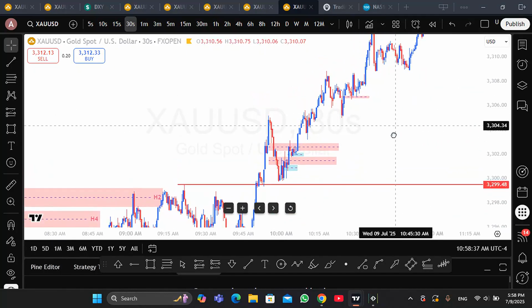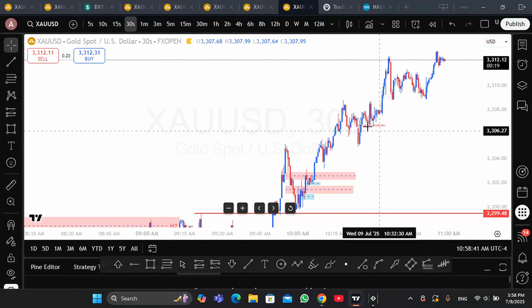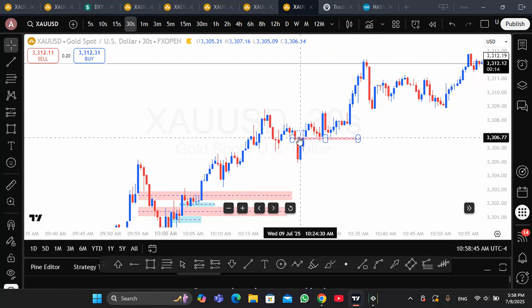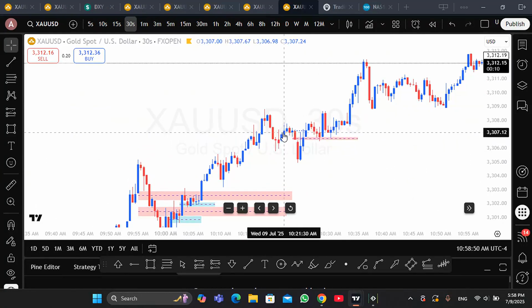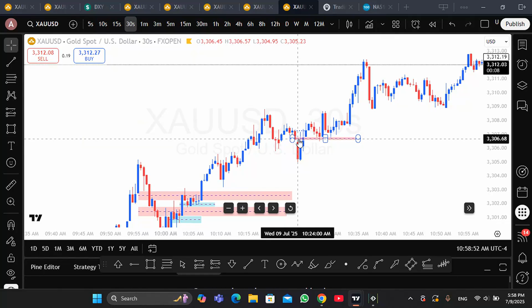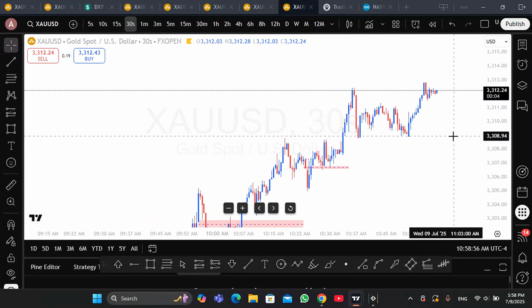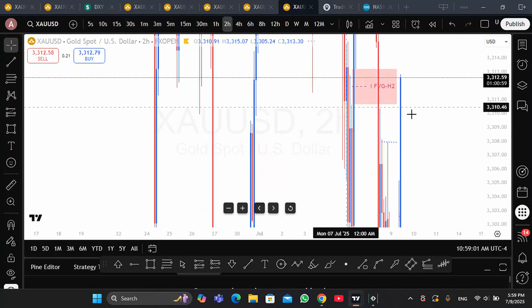I made an entrance in these areas first, and in this area first, which is very beautiful. This is the turtle soup figure: breaker block, inverted fair value gap. All these factors confirm that we are going upward, and I'm going out of the market. Why am I going out of the market? I will show you why.